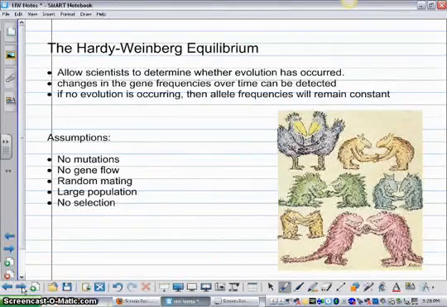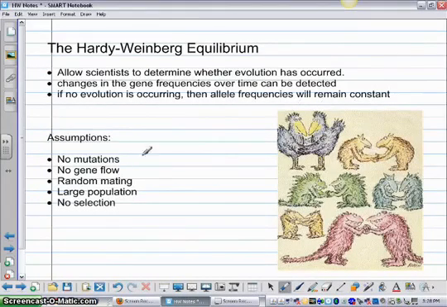So their model, their equilibrium, basically allows scientists to determine whether or not evolution is occurring in the population. And by that we just mean it allows them to measure the changes in gene frequencies over time. So if there's no evolution occurring, then the gene frequencies are going to remain constant.